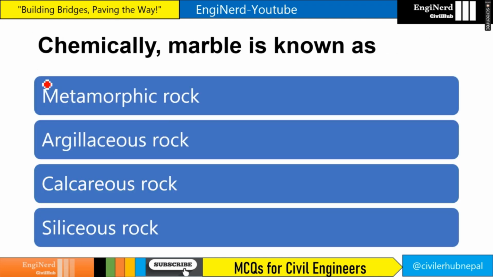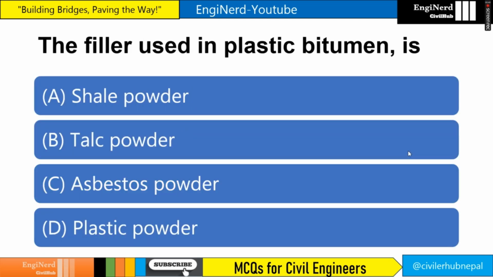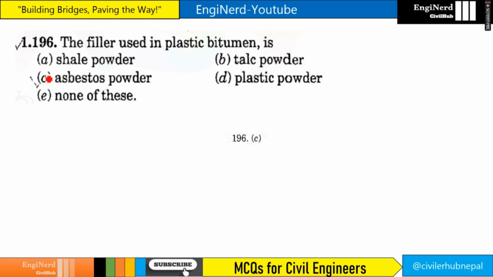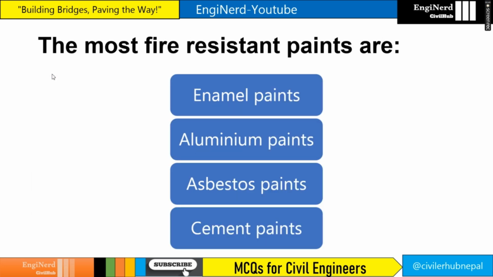Chemically, marble is known as calcareous rock, right? In the calcareous rocks, you can see limestone and marble. The filler used in plastic bitumen is asbestos powder, as seen in the book of Augur. Mastic asphalt is generally used for damp proofing and waterproofing, right? So both A and B are correct.